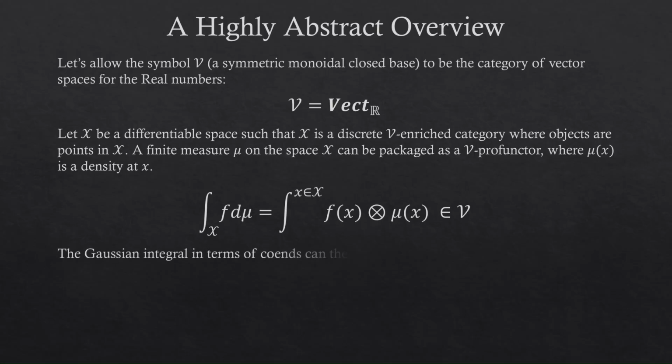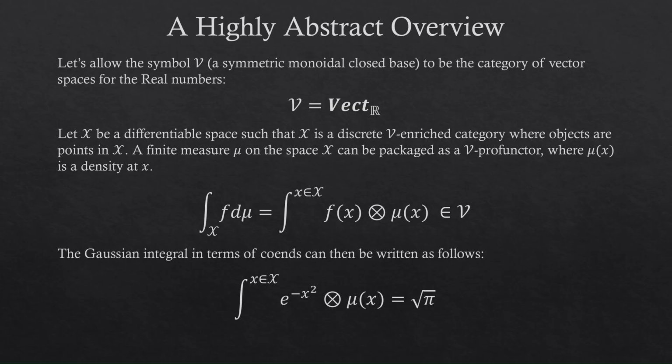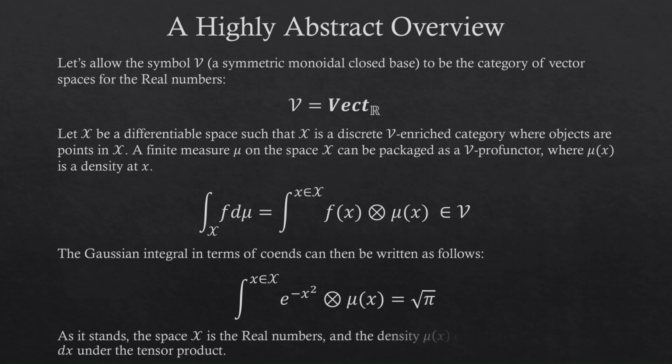And so the Gaussian integral in terms of coends can then be written as follows. All we're doing here is replacing that f of x with the function e to the negative x squared. And that, of course, equals square root of pi under this coend. So as it stands, the space x, which is a differentiable space, is the real numbers. And we know the real numbers are differentiable. And so here the density mu of x collapses to the differential dx under this tensor product under the Lebesgue measure itself.